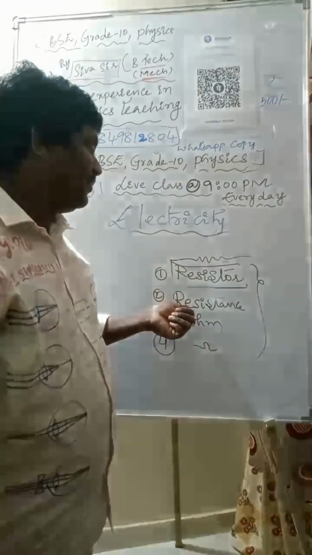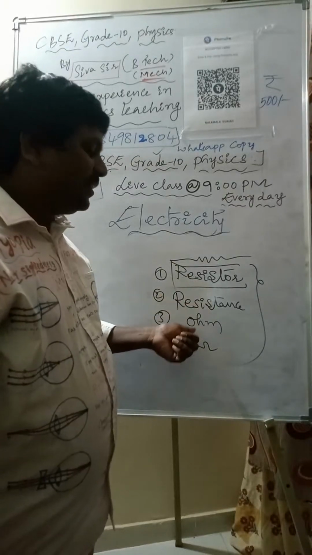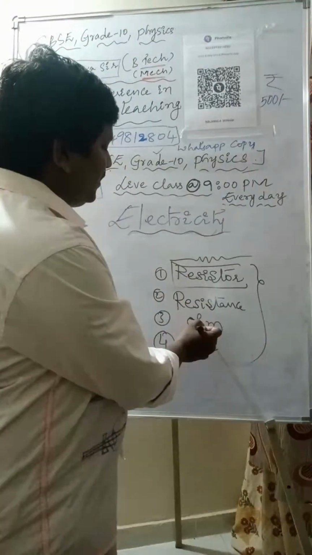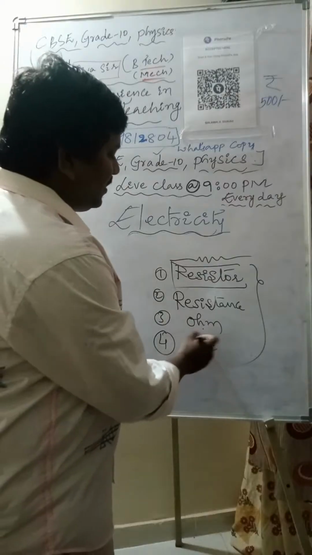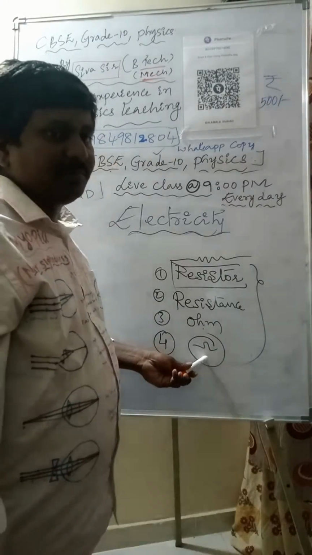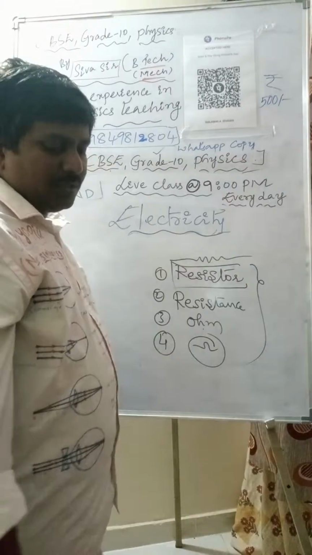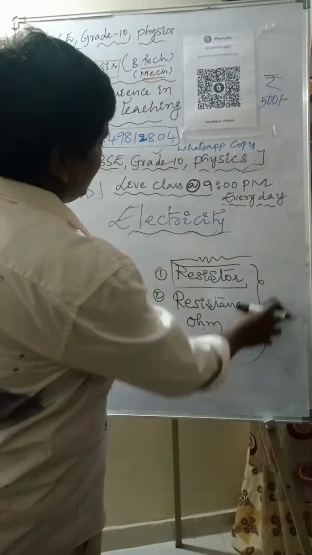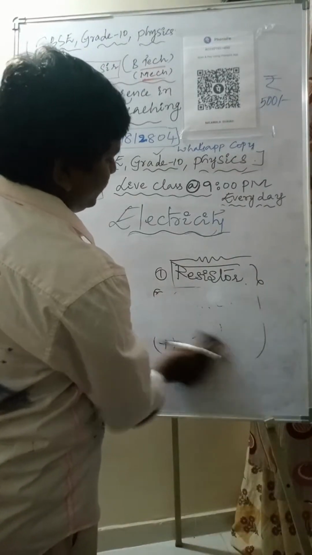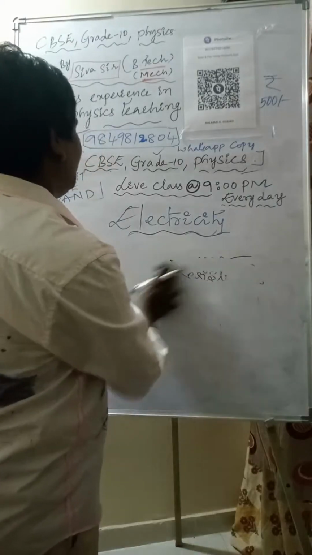Resistance is the phenomenon of opposing the electric current. The SI unit of resistance is ohm. The symbol of resistance is this one. Okay, that's enough about resistance, resistor, and ohm. And then we'll go with the rheostat.